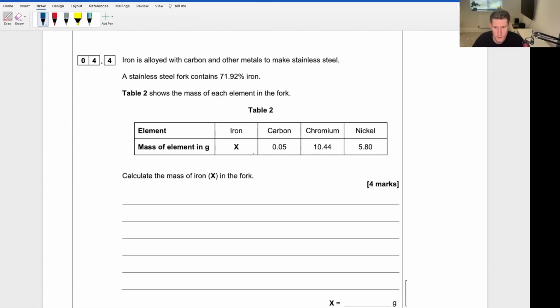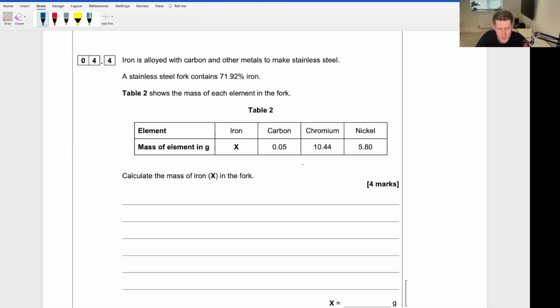We get onto our first calculation now. I don't think we've done many in this paper. It says iron is alloyed with carbon and other metals to make stainless steel. A stainless steel fork contains 71.92% iron. Table 2 shows the mass of each element in the fork. Calculate the mass of iron in the fork. Right, this is quite a tricky question, and it's quite a lot of marks as well, for 4. So this is what I would do.